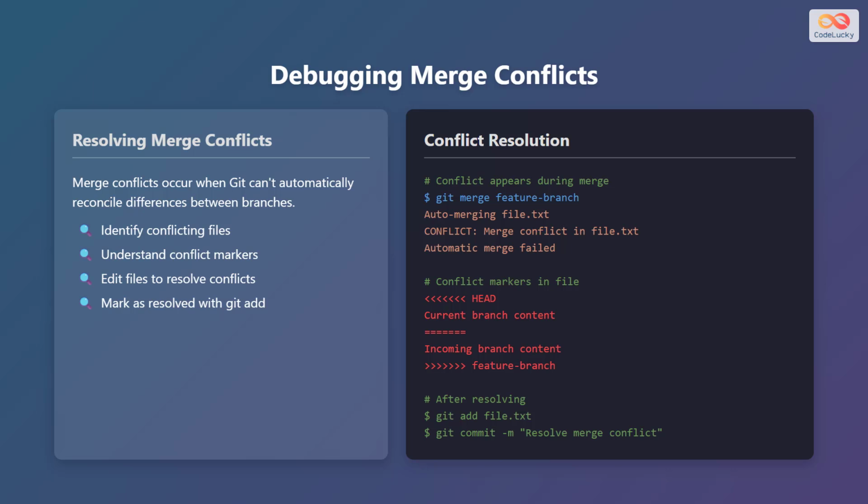Here's an example of how a conflict appears during a merge. Running the command git merge feature-branch results in a merge conflict in file.txt. The conflict markers in the file will look like this: <<<<<<< HEAD, current branch content, =======, incoming branch content, and >>>>>>> feature-branch. After resolving the conflicts, use the command git add file.txt, and then git commit to resolve the merge conflict.